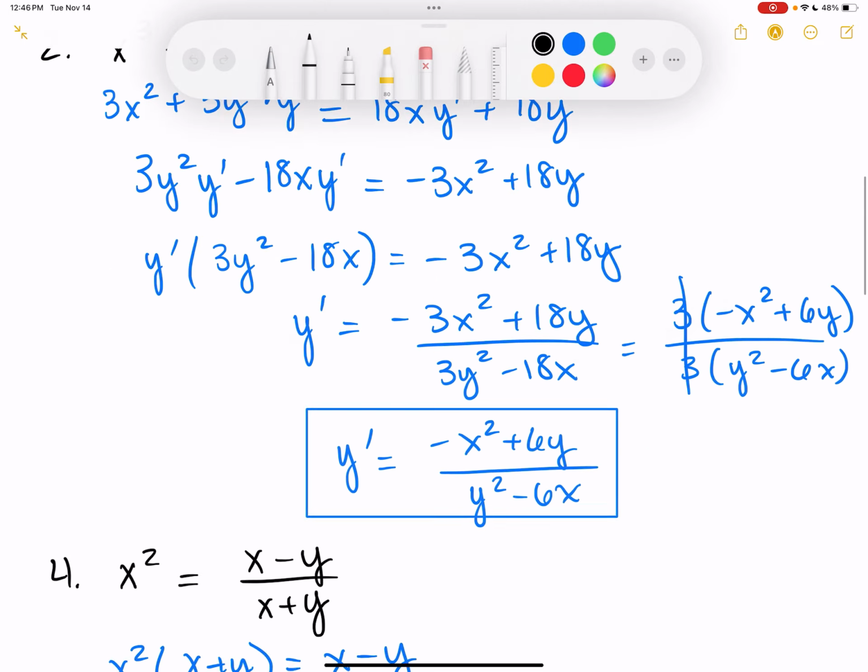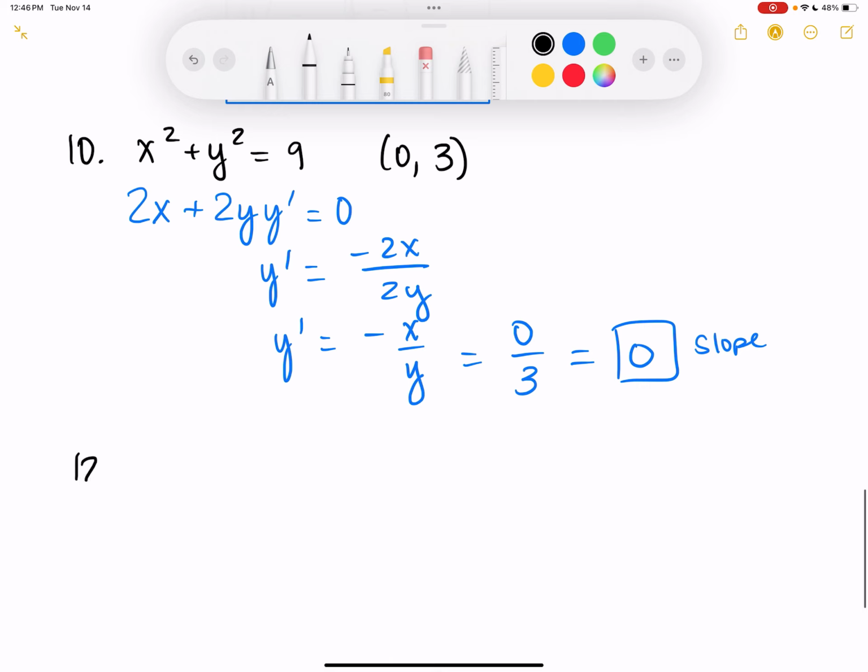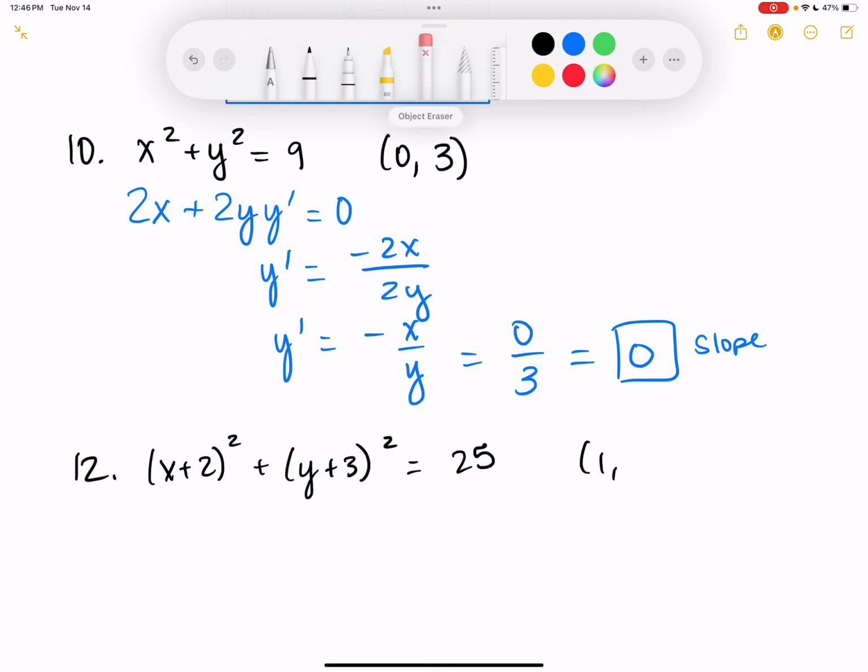Number 12. (x + 2)^2 + (y + 3)^2 = 25. Alright, what is this an equation of? Angles? Wait, what? The equation of the difference of squares.